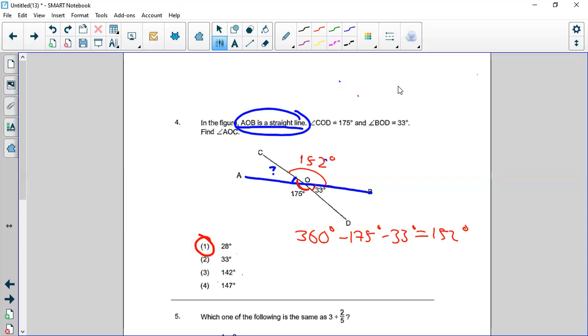And then how do you find that question mark? Once there's a straight line, then angle on a straight line, 180 minus 152, and you get 28 degrees. Okay, how many marks do you get for this paper?